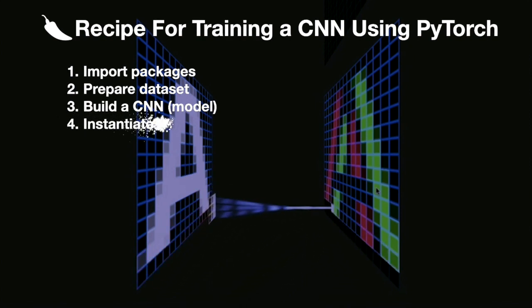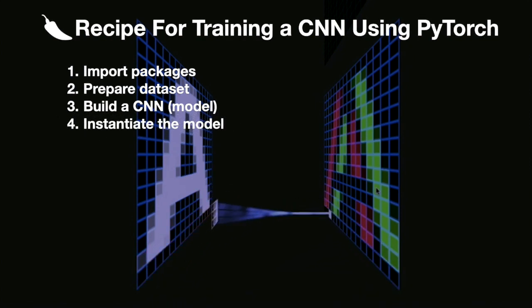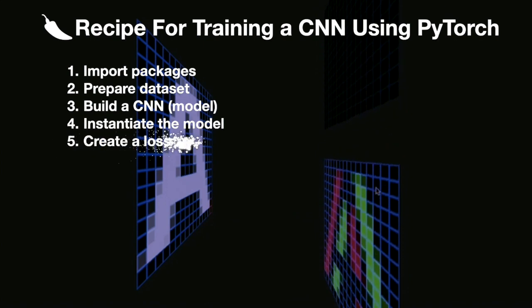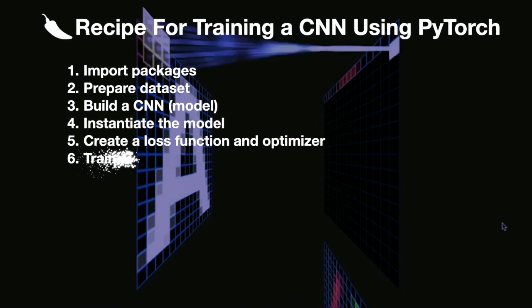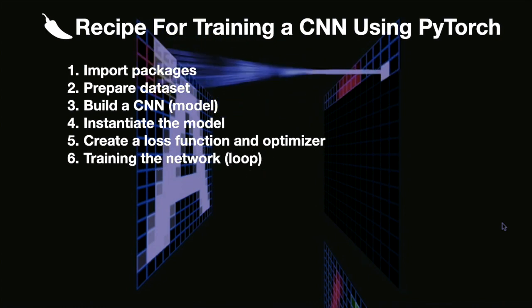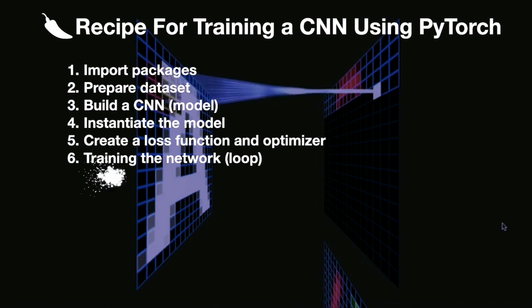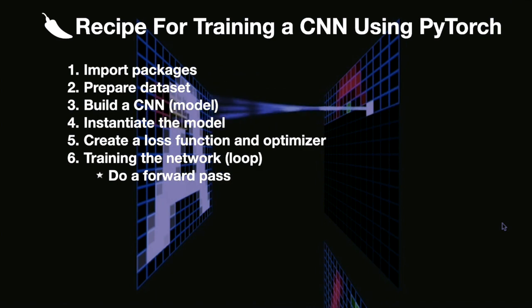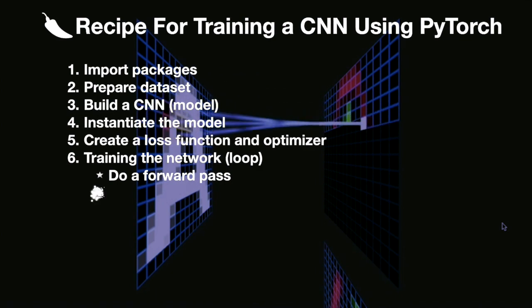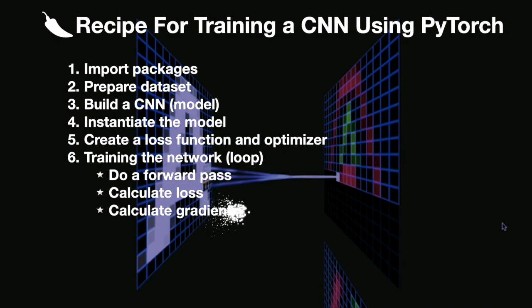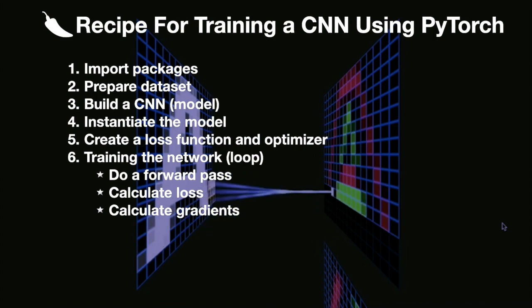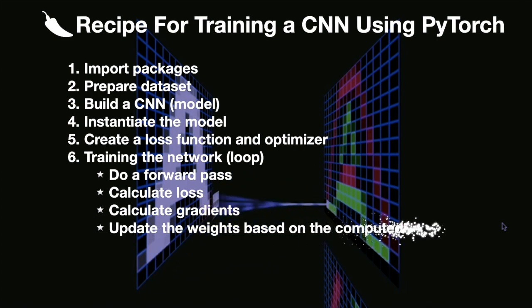The fourth step of this recipe is to instantiate the model. Fifth step is to create a loss function and optimizer. Step 6 is to train the network. In order to train the network, we need a forward pass. Then calculate loss. Then calculate gradients. And finally, update the weights based on the computed gradients.